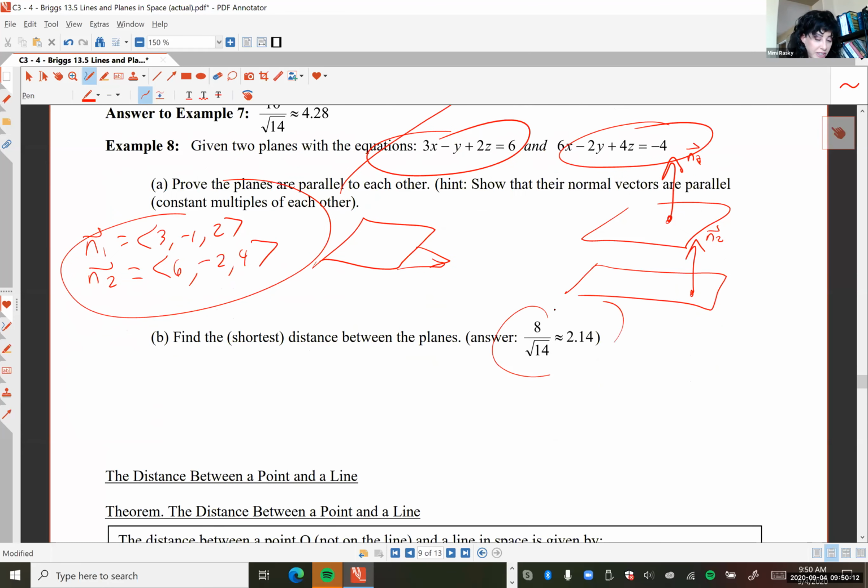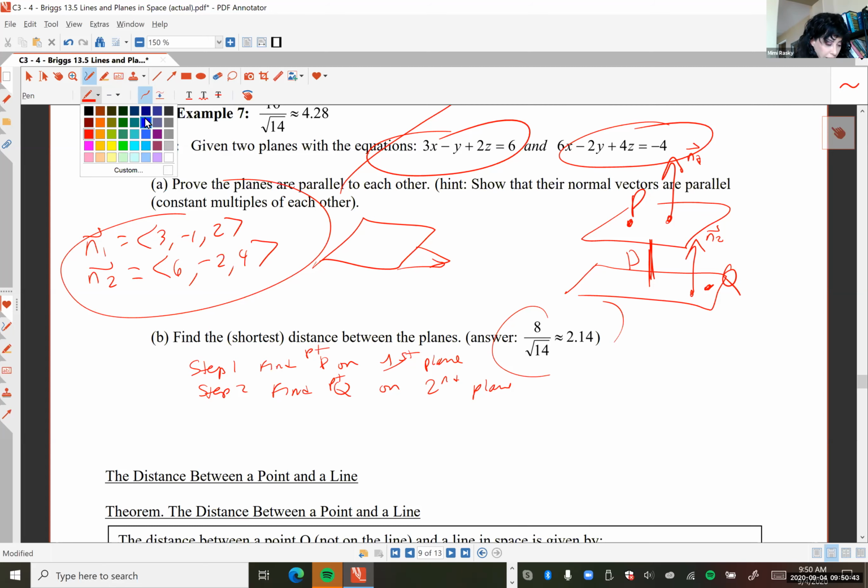Now, how do you find the shortest distance between these two planes? So there's D. The way you're going to do it, I'll step through. Step 1, find a point P on the first plane. You can do that by finding an x-intercept, a y-intercept, or a z-intercept. I'll just let you do it. Step 2, find a point Q, and this is a point, not vectors, points. There is a difference. On the second plane. So you're going to find some point here and some other funky point here. That's going to be steps 1 and 2. Do it in that order. Step 3 is go find this vector PQ.